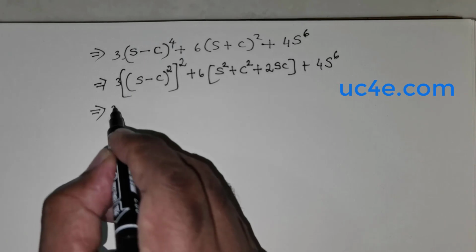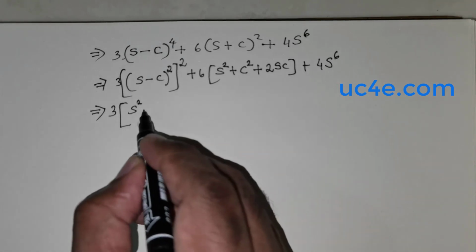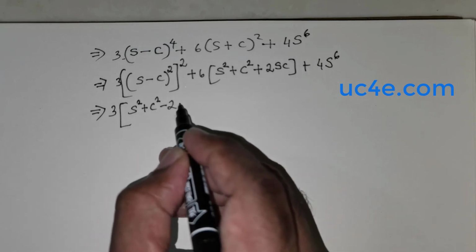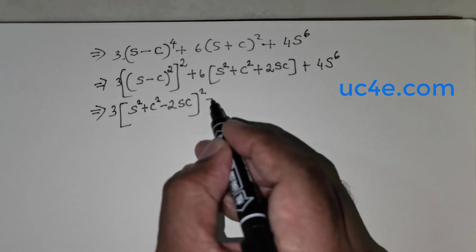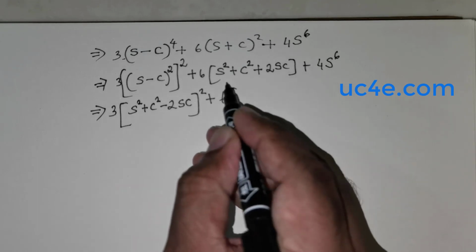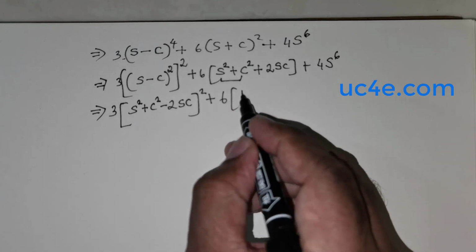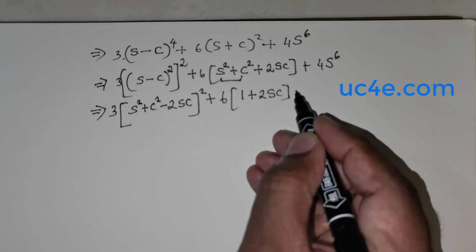So this can be further rewritten as 3 times of, I expand this, I get s squared positive c squared negative 2 times s into c. This is raised to the power of 2. Positive 6 times s squared added with c squared. Sine squared added with cos squared will give me 1. Positive 2 times s into c.